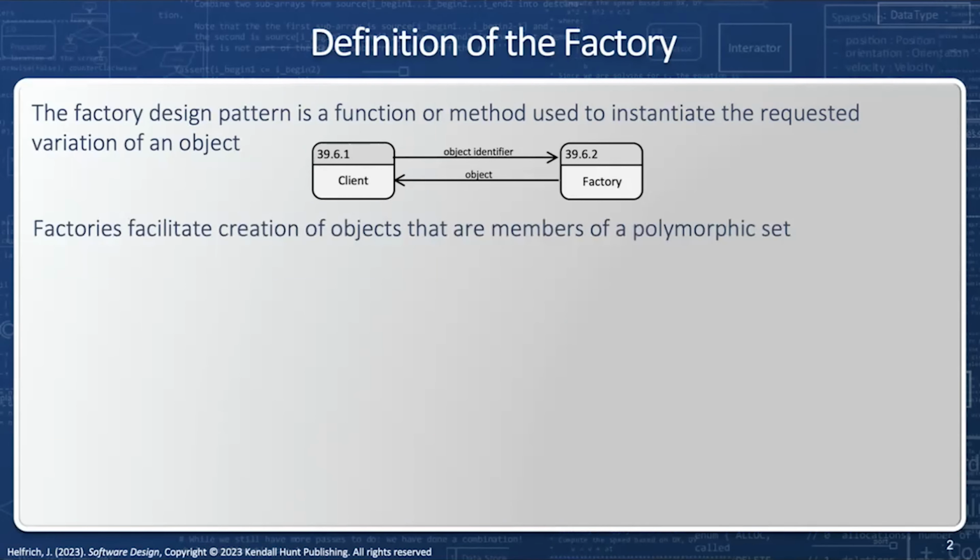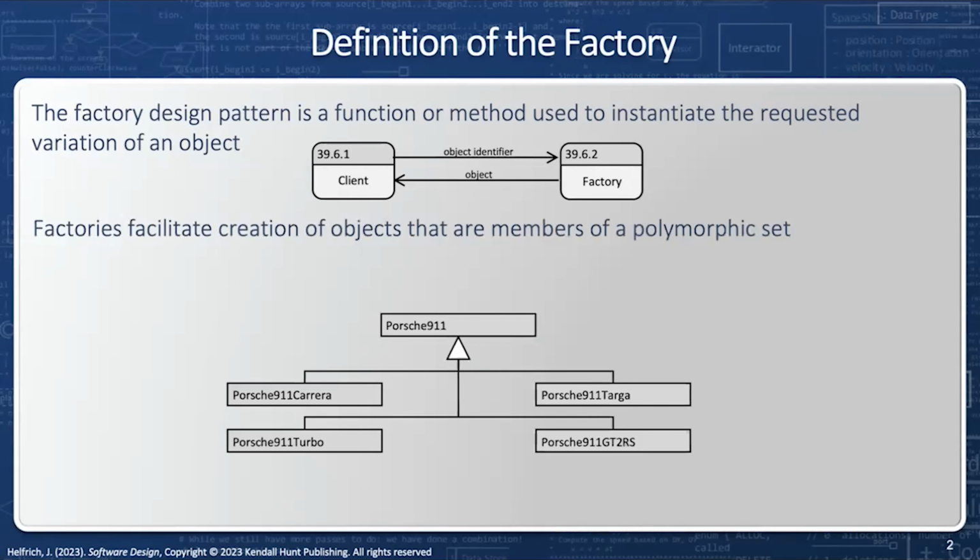Now, the factory facilitates creating objects that are members of a polymorphic set. So for an example, let's say I have a collection of different types of Porsche 911s. I have the Carrera, the Turbo, the Targa, and the GT2 RS. Now I want to create a new Porsche 911 because, well, let's face it, who doesn't? So how are we going to do that?